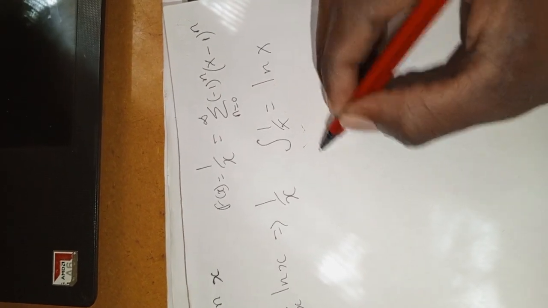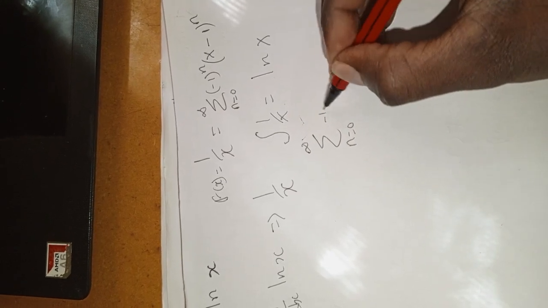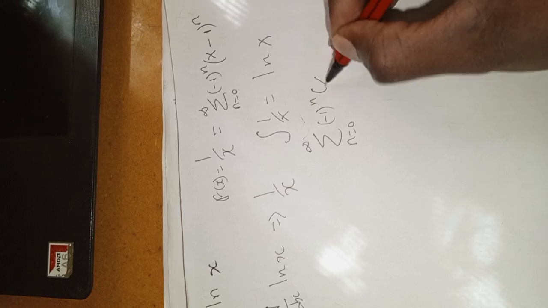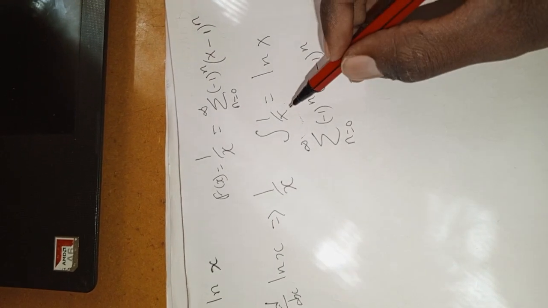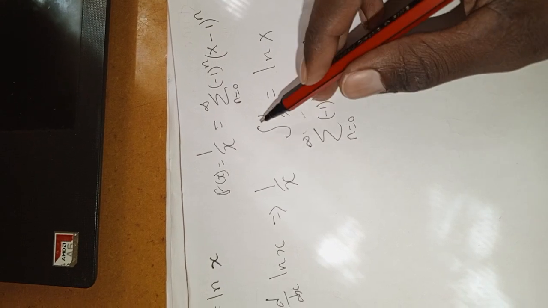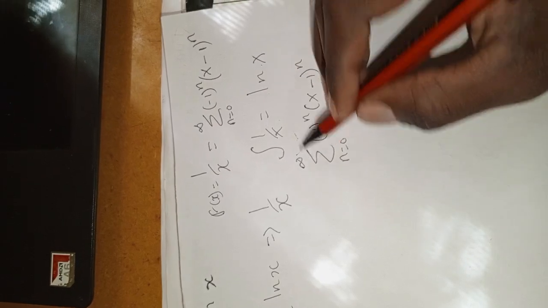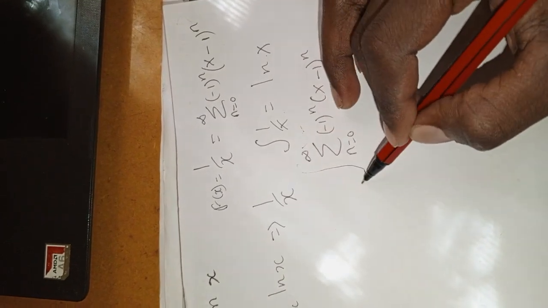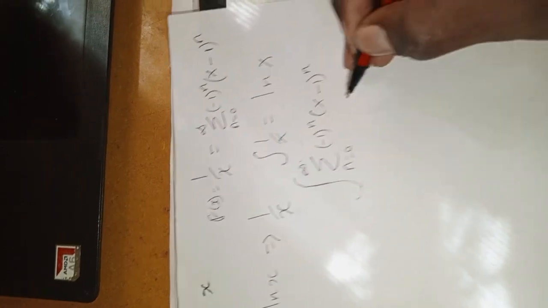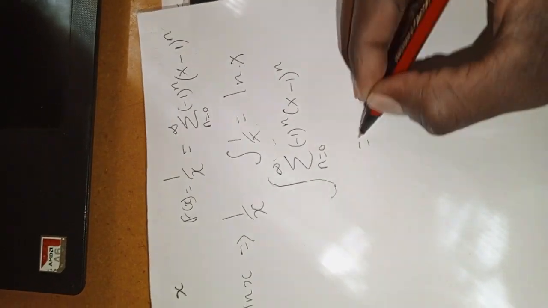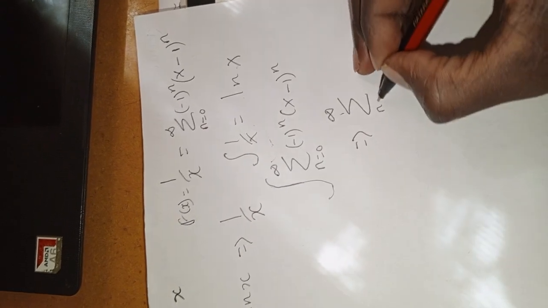So let me write it down. Power series for 1 over x. When you integrate 1 over x, you're going to get natural log of x. So it means when you integrate the power series of 1 over x, you're going to get the power series for the natural log of x. So let's just go ahead and integrate it.